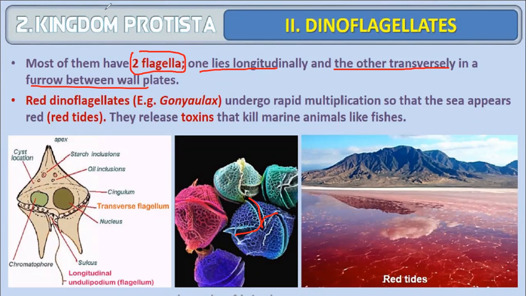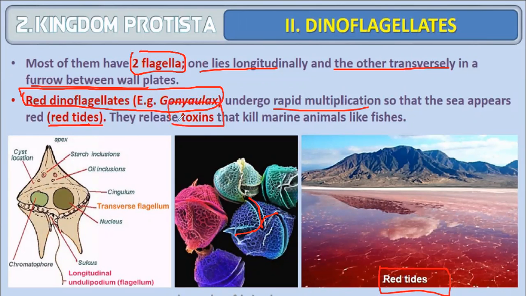Red dinoflagellates, example Gonyaulax. Gonyaulax is a red dinoflagellate. They undergo rapid multiplication and give rise to the red tide. The sea appears red in color. Red tides are formed.